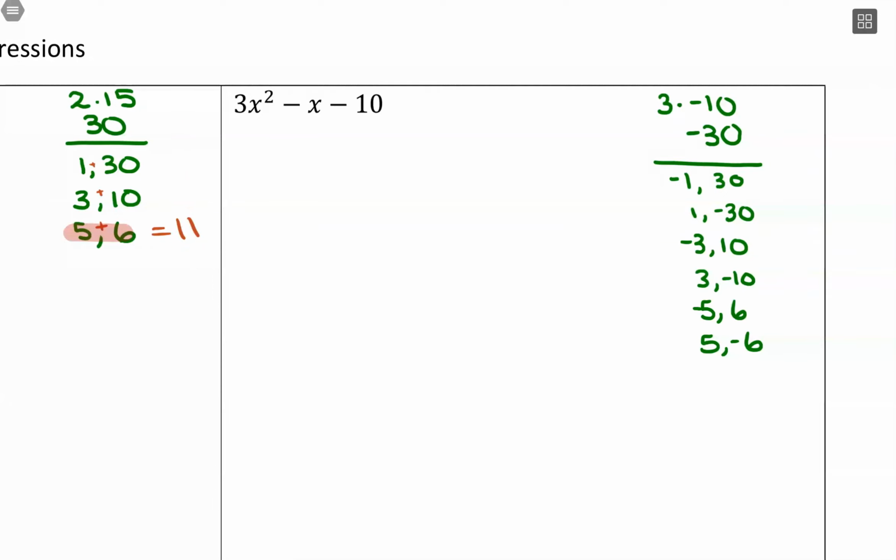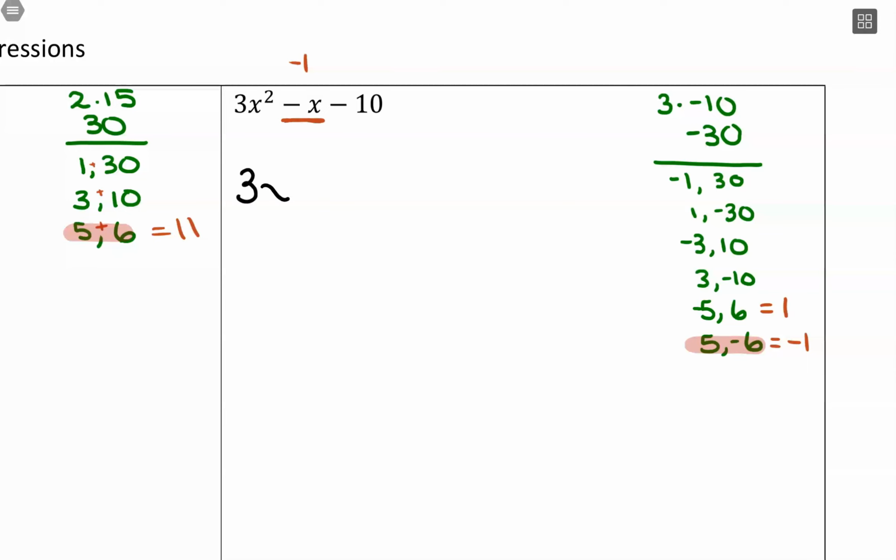Now, instinct tells me it'll be a combination of the 5 and 6. Something I like to do, especially with negative numbers, is just don't go too fast with it. Be careful, because that's where those little mistakes are made that change everything. So negative 5 plus 6 would be a positive 1, and 5 plus a negative 6 would be negative 1, and we want negative 1. So we're going to work with that 5 and negative 6. So we'll use that to separate up that middle term of negative x.